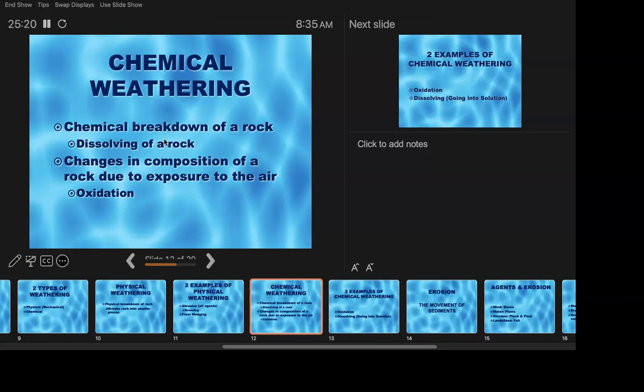Another example, if you go to your grandma's house maybe, and she's got a silver tea set out or some old silverware, it oxidizes. Oxidation is destruction.